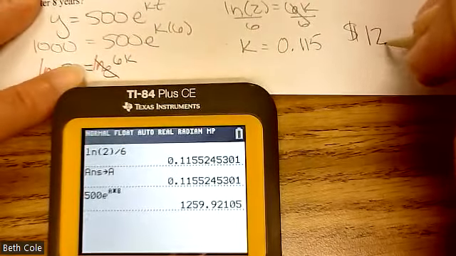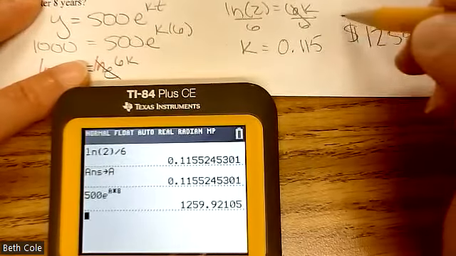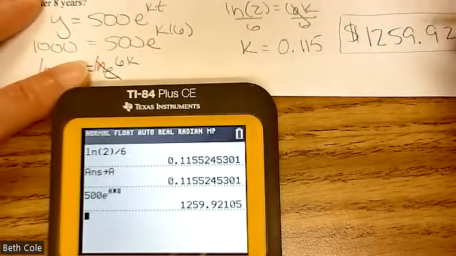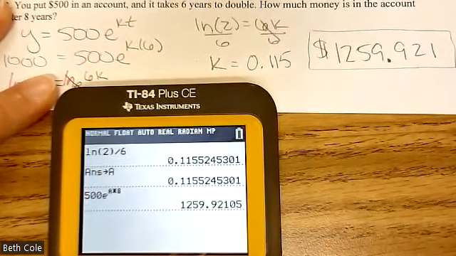I got $1,259.921. I know it's money, but I would still always do 3 decimal places because that's what they want on the AP exam, just to be safe. You can put as many decimal places as you want. You just need at least 3 usually.